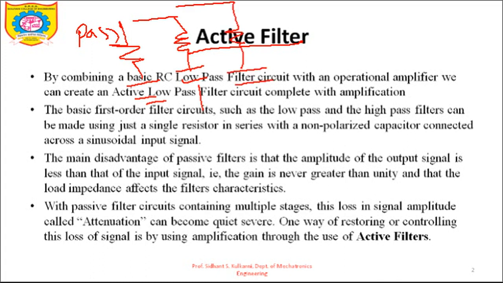this can become very severe, because I am not considering any attenuation that is happening because of this input voltage. So this input voltage is connected to the RC circuit, which will give certain attenuation, this RC will give certain attenuation, and the third RC will give certain attenuation, and that can become quite severe. One way of restoring and controlling this loss of signal by using amplification is through active filter.